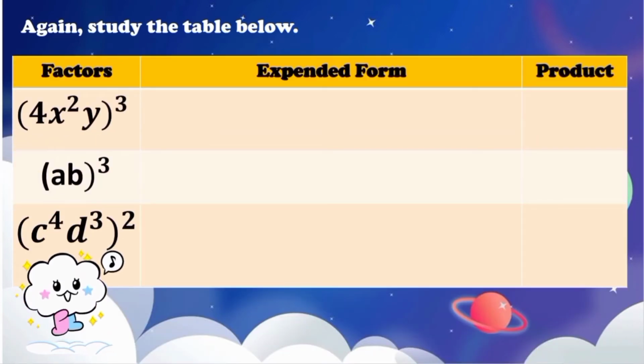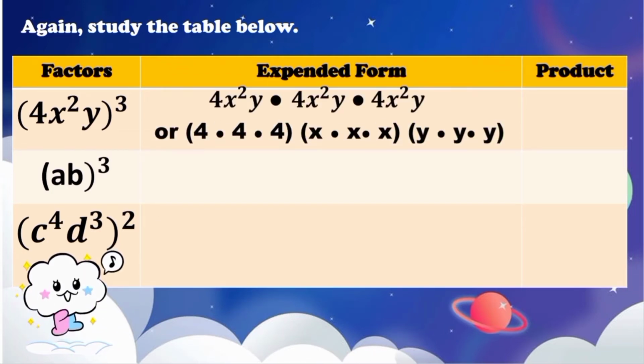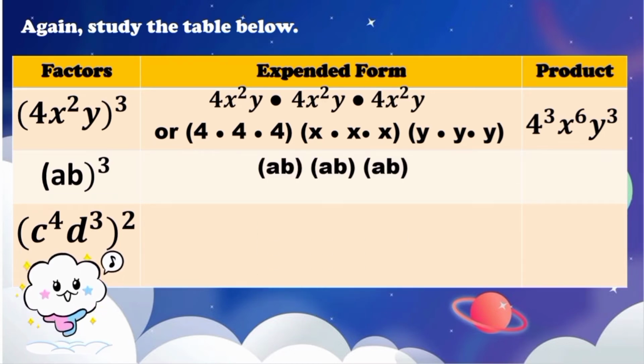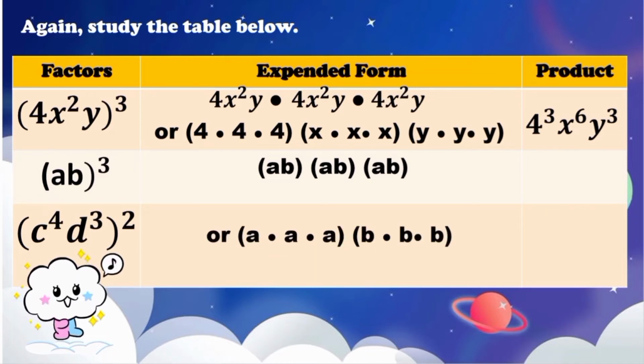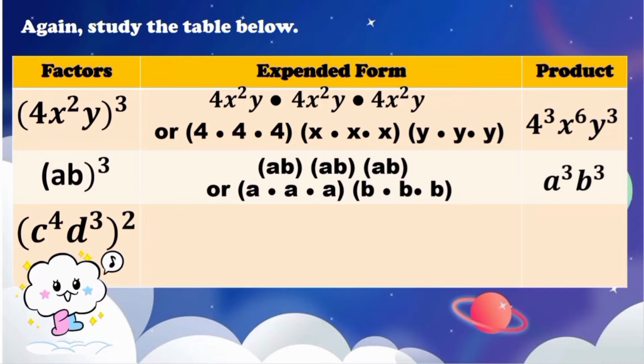For number 1, we have 4x squared y raised to the 3rd power. In expanded form, we have 3 sets of 4x squared y. Or we have the set of 4, the set of x, and a set of y. Our product is 4 cubed x to the 6th power y cubed. For number 2, we have ab to the 3rd power. First, we have 3 sets of ab. Or we have 3 a's and 3 b's. We have a cubed b cubed.